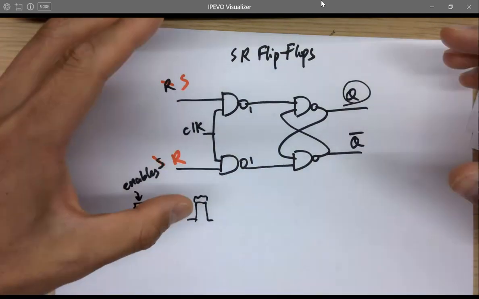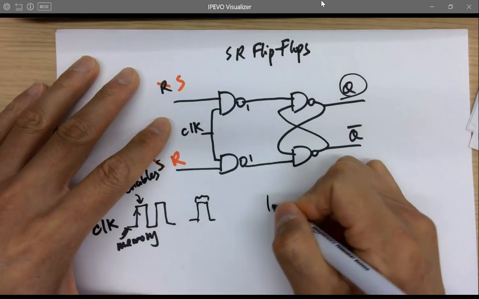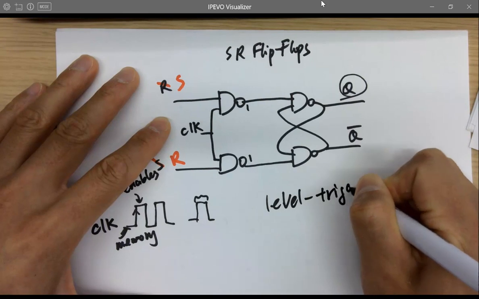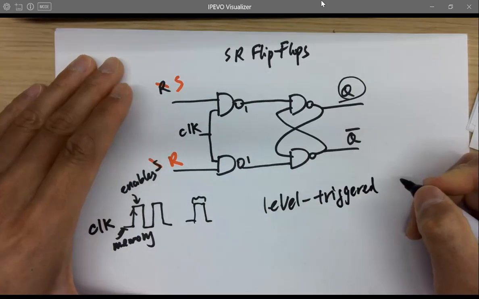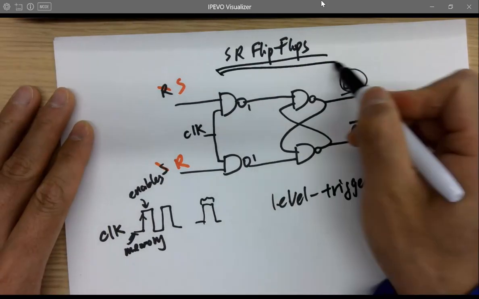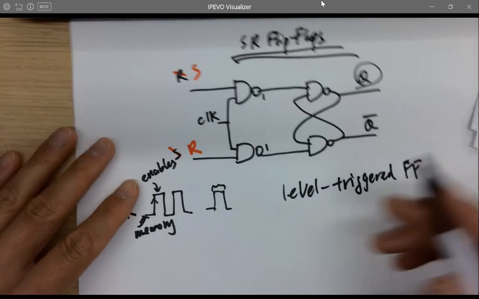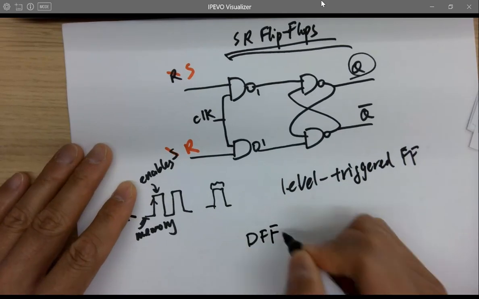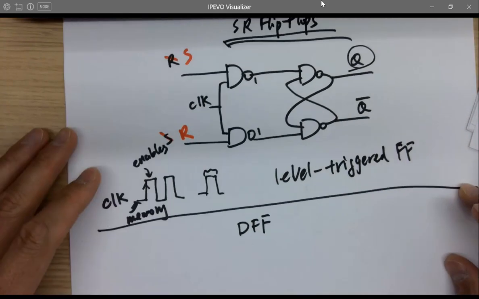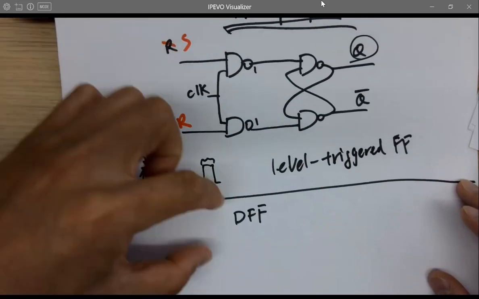But this one is a very simple flip-flop, it only does level trigger, so it's called a level-triggered flip-flop. And this is called the SR flip-flop. And you can make this one into a D flip-flop really quickly. The D flip-flop will be the one being used a lot in digital circuits. So D flip-flop is a data flip-flop. Instead of having two inputs, it only has one.